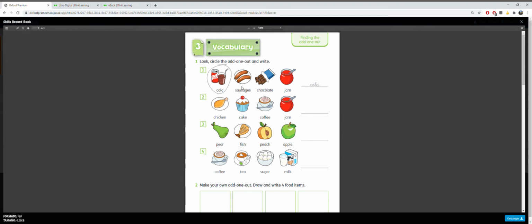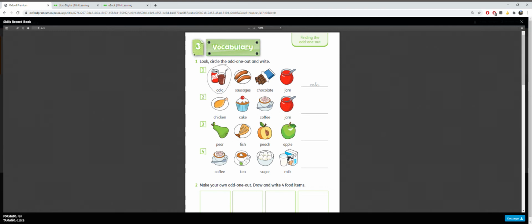We have cola, sausages, chocolate, and jam. So we have sausages, cola, chocolate, and jam. And we have the odd one, which is cola. Then we have chicken, cake, coffee, and jam. Which one of these could be the odd one? The odd significa que es el diferente, el que no se vincula con todos los demás. Hay unos que tienen la misma categoría. ¿Cuál será la categoría que estamos viendo?